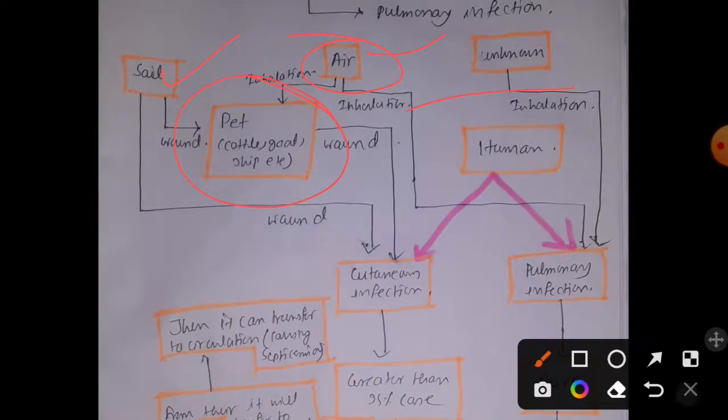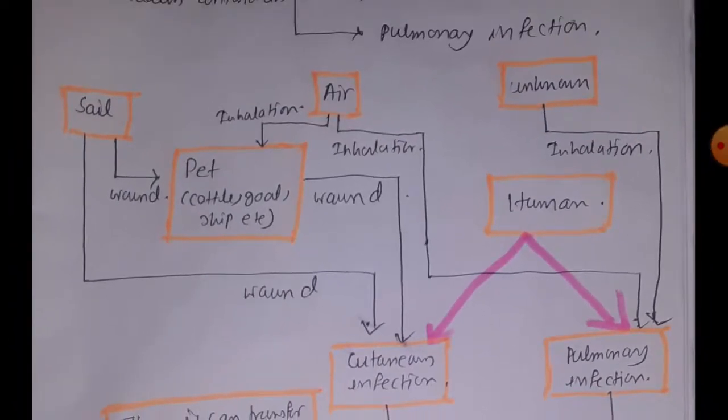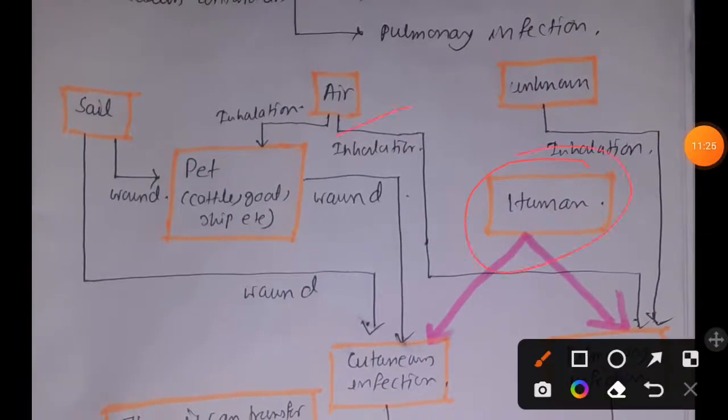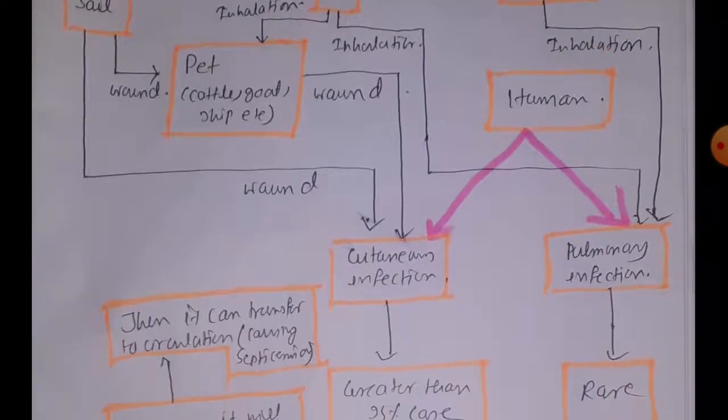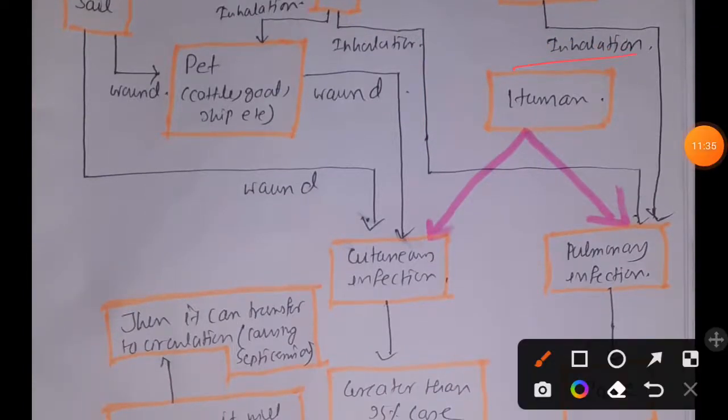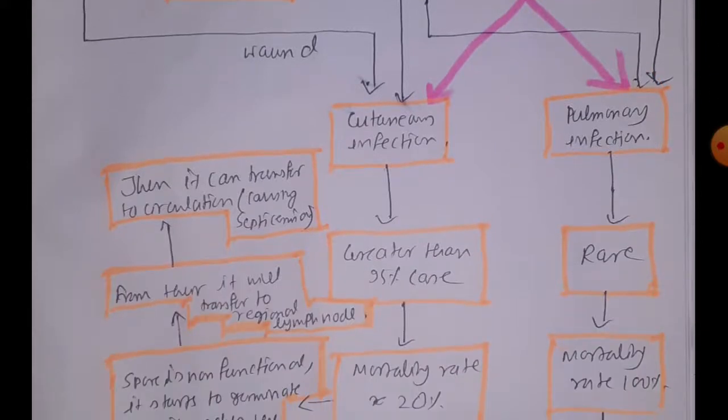And the one and only other way is when a human inhales Bacillus anthracis spores from air, or from an unknown source; they will develop pulmonary infection. In case of cutaneous infection, it is the most common one. About 95% of Bacillus anthracis infection is due to cutaneous infection, and the mortality rate under such circumstances is about 20%.